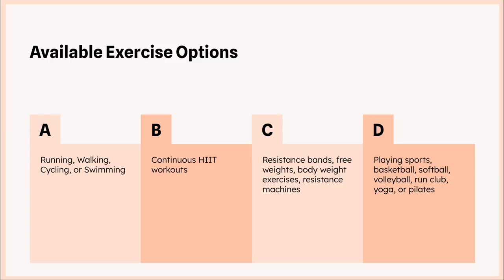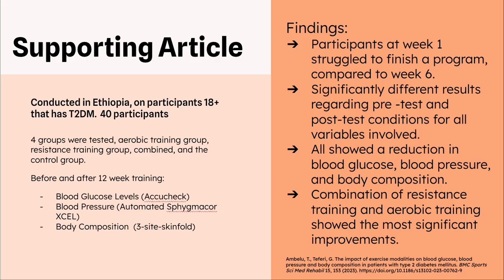And then here are some exercise options available to pretty much anyone: running, walking, cycling, or swimming, and then any continuous HIIT workout. You can do these with obviously resistance bands, body weight, and then moving into some resistance training ones, you can use free weights, resistance machines, or just any weights. And then you could always just play sports, basketball, softball, volleyball, Pilates, anything. I feel like every area pretty much has some access to some form of exercise. If it's literally just walking around your house, it's something.